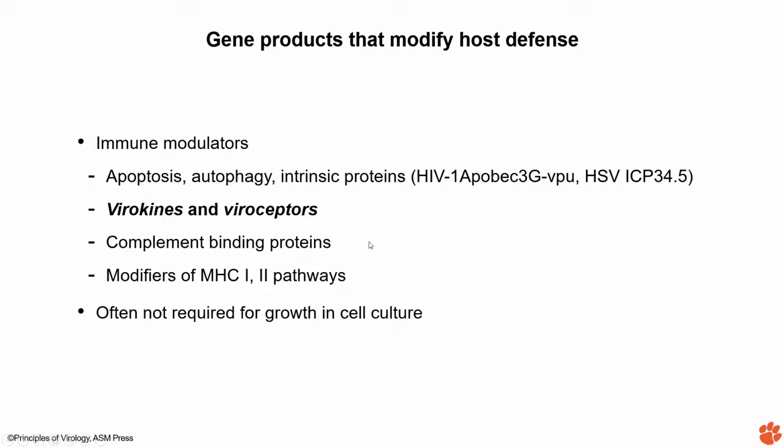And then you have complement binding proteins. We talked about the smallpox one. So those complement binding proteins, modifiers of MHC-1 and 2 pathways, we have seen that as well. HLA-E overproduction, we have seen that. And so these are the host defenses. Often these are not required for growth in cell culture, because remember that a cell culture is a cell culture. It does not have an immune system. The cells can produce interferon when infected, but beyond that, where will it get B cells, dendritic cells, macrophages or T cells? It doesn't have any immune system.